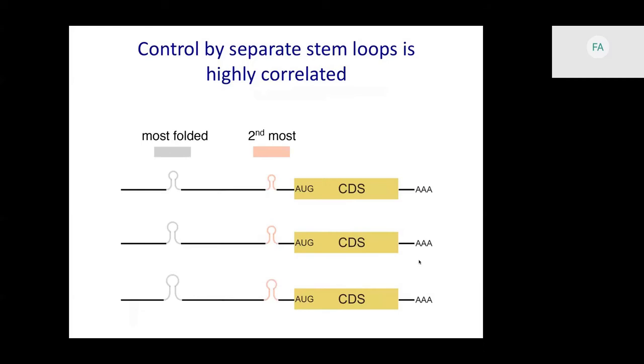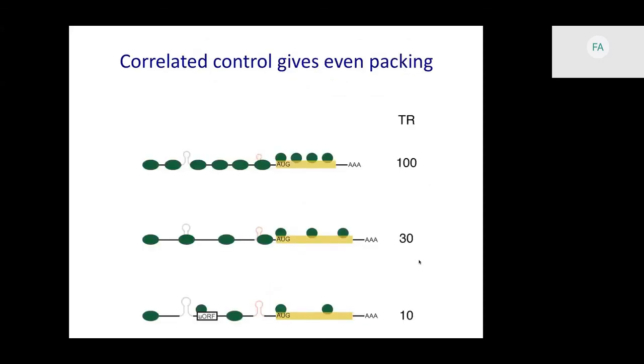So in other words, strong folds are being ranked with strongish folds, weak folds with slightly weaker folds, as opposed to what we don't see, a lack of correlation. This is what we don't see, uncorrelated. This is what we see, correlated. So this kind of strong correlation between the features and within features will actually drive, if you think about it, a relatively uniform density of particles along each mRNA.